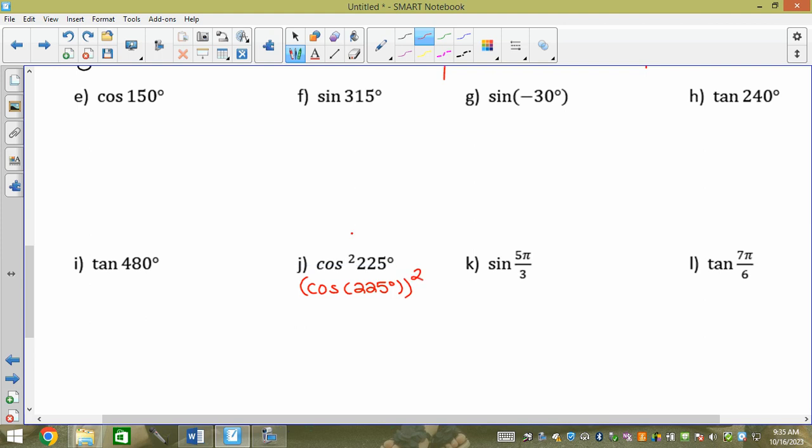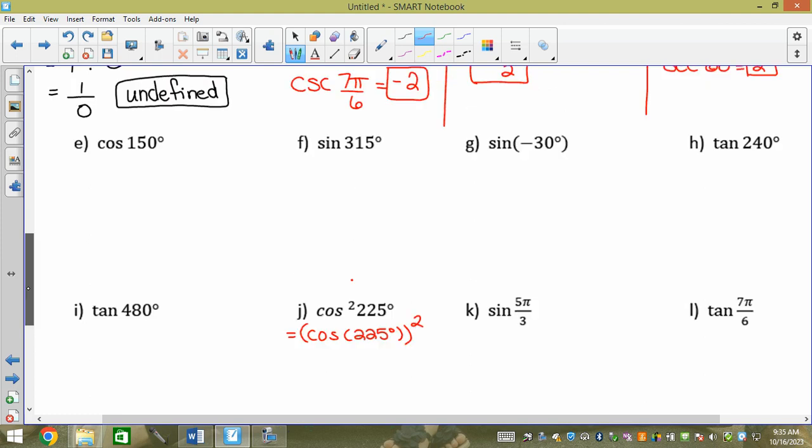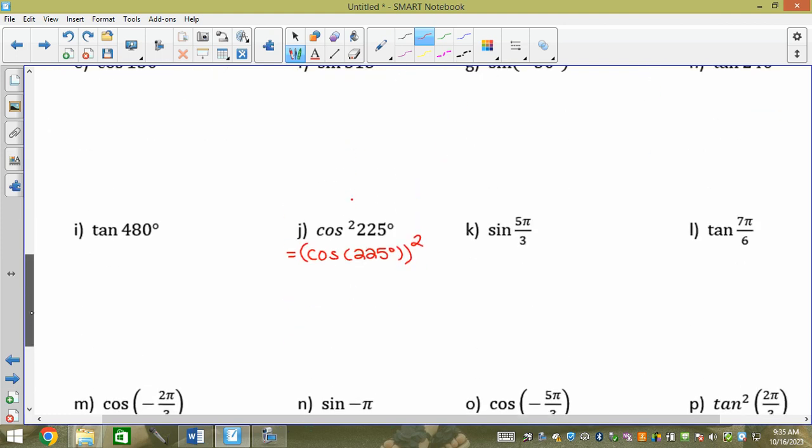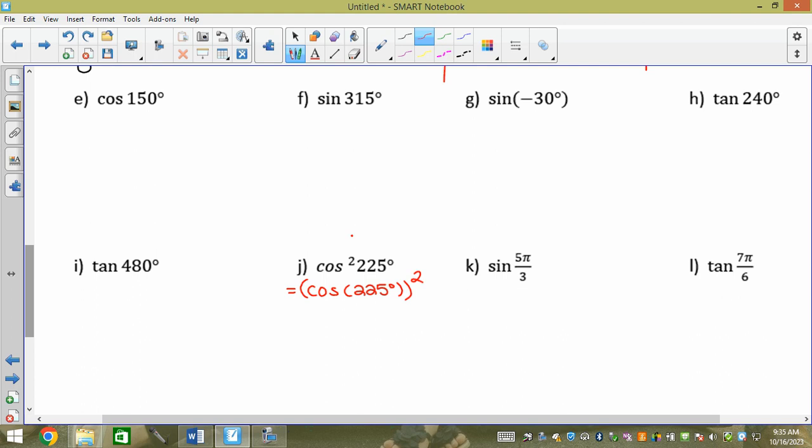It means you find the answer to 225 and you square it. That's all it means. So when you go to type into your calculator, you'd actually have to type it in brackets and then square your answer. Okay? So there's all the way to P.